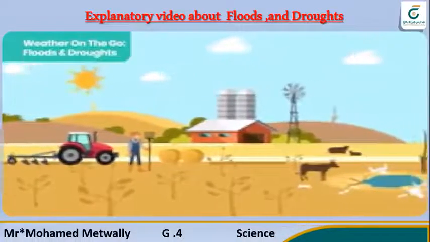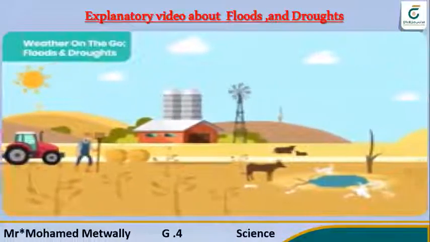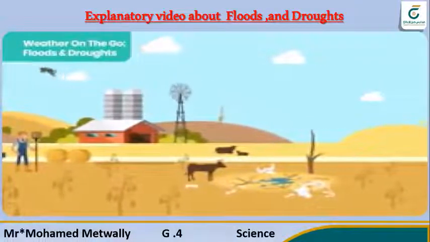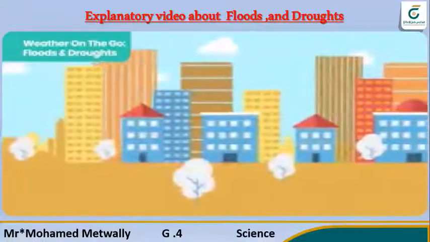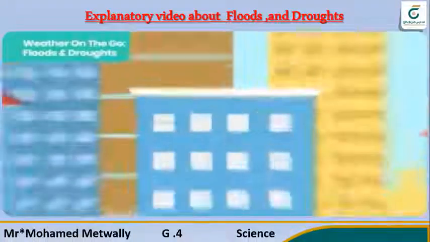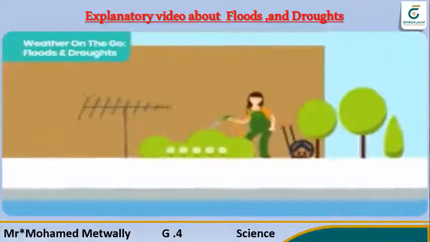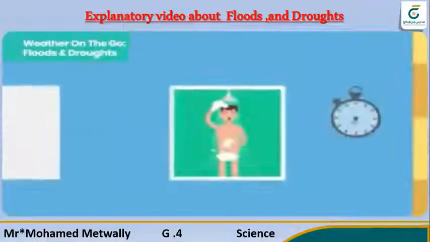Droughts are very difficult for farmers. Droughts can cause crops to die and leave animals without food and water. In cities, droughts can mean that people living in these areas experience water restrictions. These are rules on when you can water your garden or even how long you can shower.